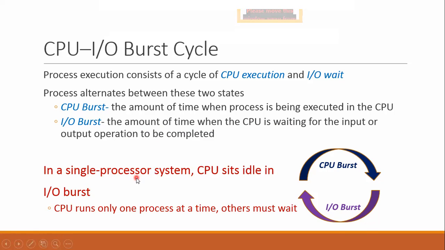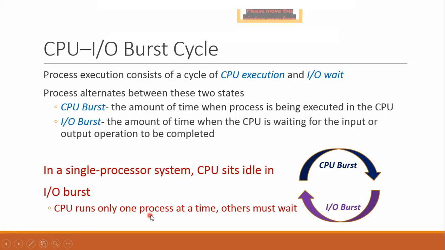In a single processor system, CPU sits idle in the IO burst stage or in IO burst cycle. So in a single processor system, why CPU will remain idle in the IO burst cycle? Because in IO burst cycle, CPU is waiting for the input or output operation to be completed. So until this operation is completed, CPU will not be doing any work. It will remain idle.